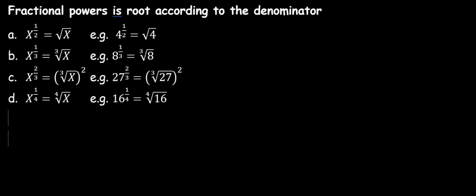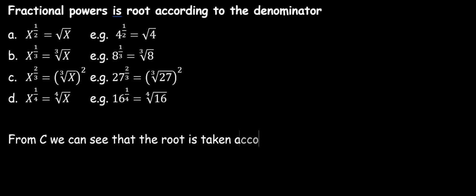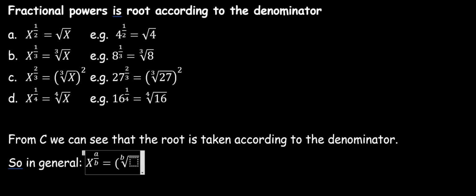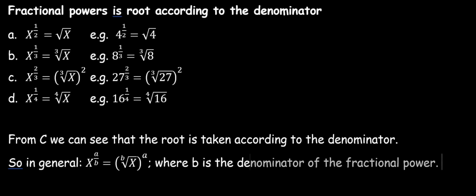From these, we can see clearly that the root is taken according to the denominator. So in general, x raised to power a over b is equal to, bracket open, b root of x, bracket close, raised to power a, where b is the denominator of the fractional power. Example 1.